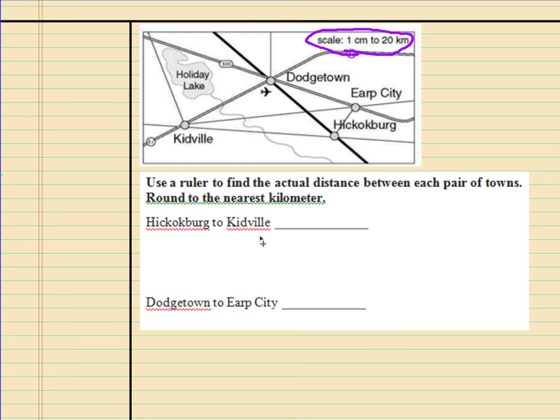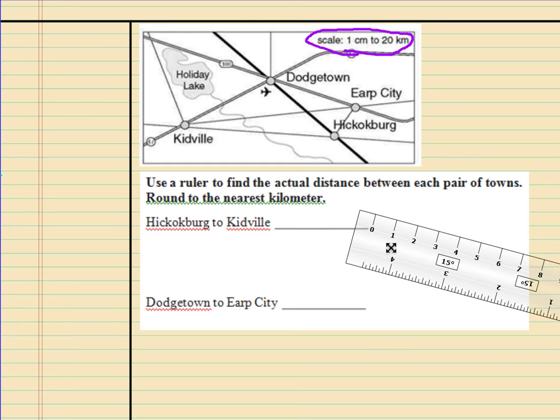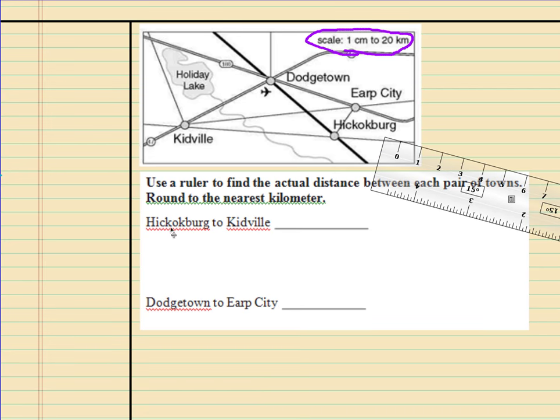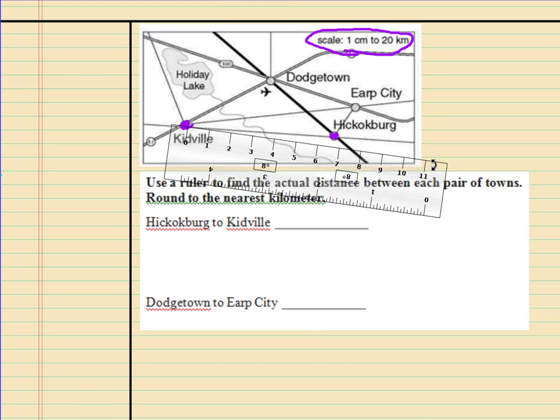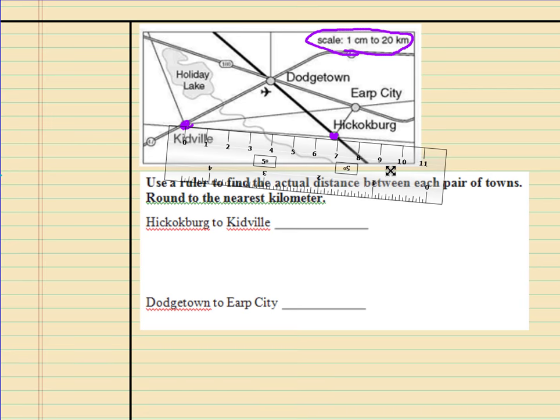Hickokburg to Kidville. What is the real distance between these two cities? Well, this is a map, and we can use a map and measure the distance between these two cities. So let's find Hickokburg, which is here, and Kidville, which is here. So we're looking at this town and this town. So we're going to go ahead and measure this with a ruler, the distance between those two cities, and it looks like it's about 7 centimeters. 7 centimeters on the map.